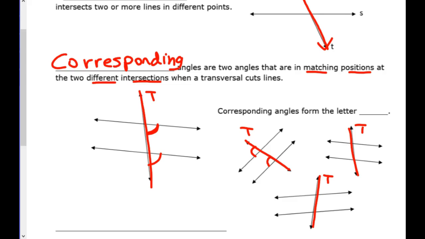Now we're going to take these angles and shade them in, make them darker. Right here, I make each angle bold. And when I bold both of those angles, I end up getting something that looks like the letter what? It does look like the letter F. So that can fill in our next blank up here on the right side. Corresponding angles form the letter F. And that's for fun. Because math is fun.